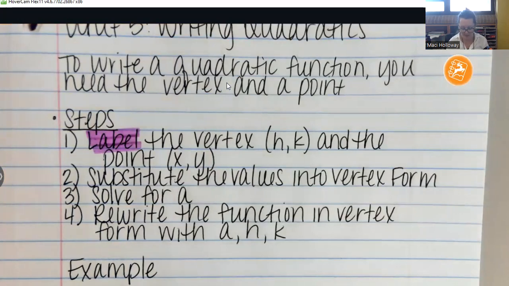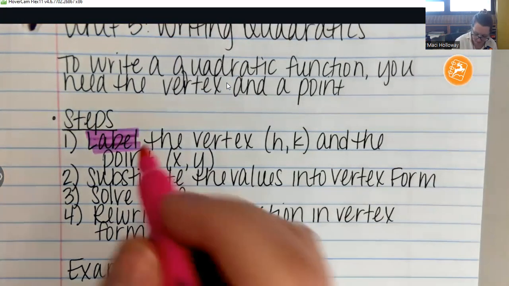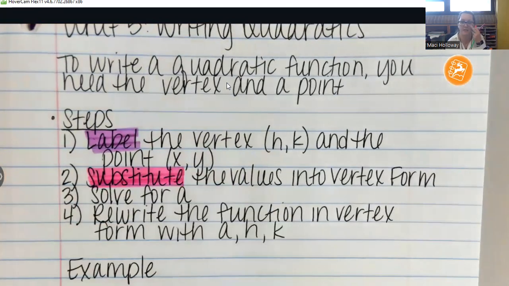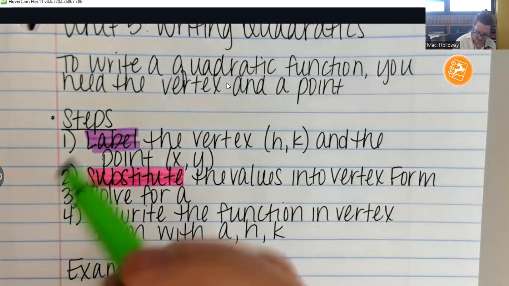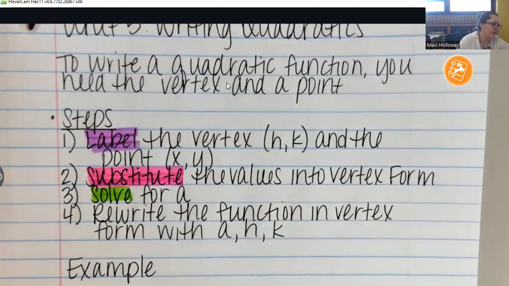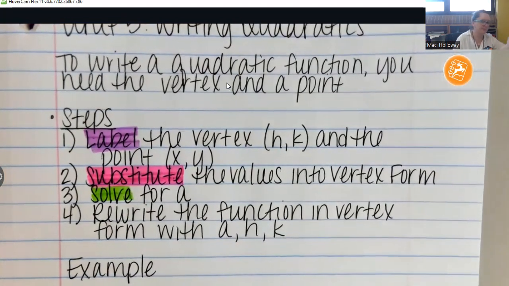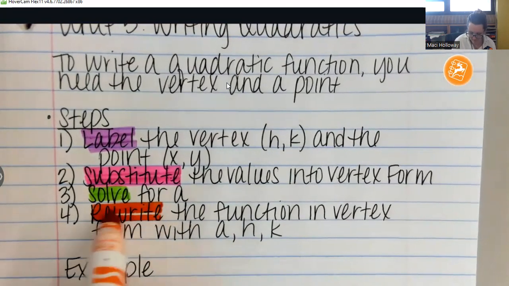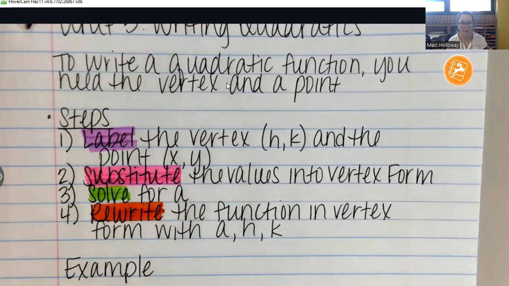The second step is to substitute the values in vertex form. Remember, our vertex form is a times x minus h squared plus k. Then we're going to solve for your a value. And our last step is to rewrite the function in vertex form. So four steps: label, substitute, solve, and then rewrite.